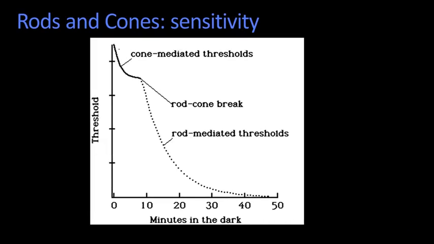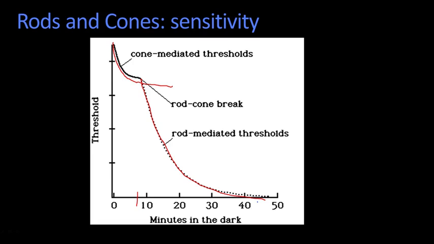I would see a curve that starts going down like this and looks like it's going to flatten out. And then somewhere around 8 minutes, which varies from person to person, all of a sudden it starts to drop down again. What's happened is your rods are now kicking in. Your rods are now coming into play, and you can go to a much, much lower threshold.